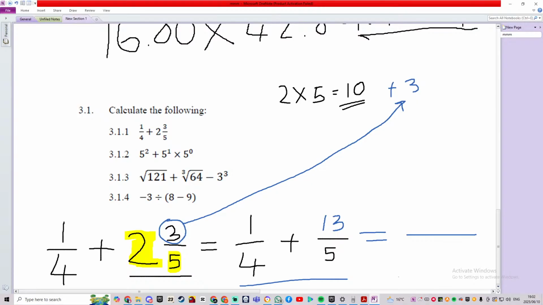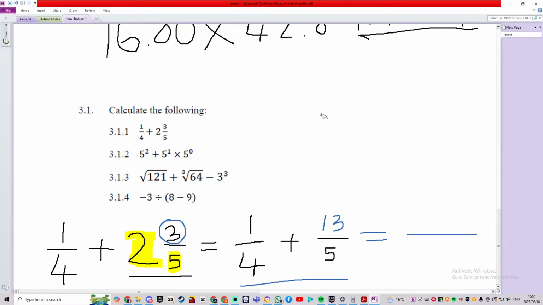Okay. So we look at the denominators, 4 and 5. And we're going to ask ourselves, between the denominators, what is the lowest common multiple? So the LCM. We're going to do this manually. 4, 8, 12, 16, 20. I'm going to stop here.